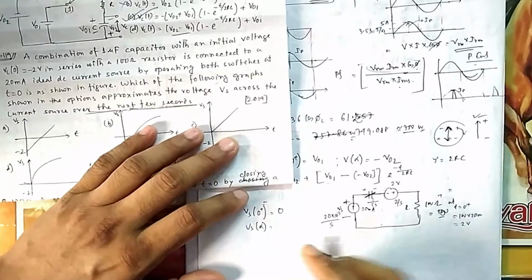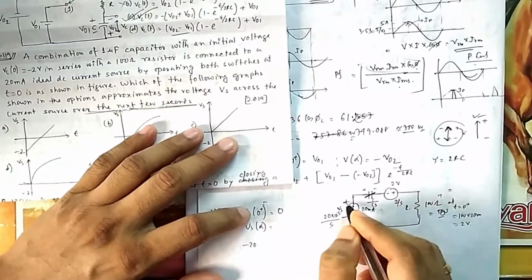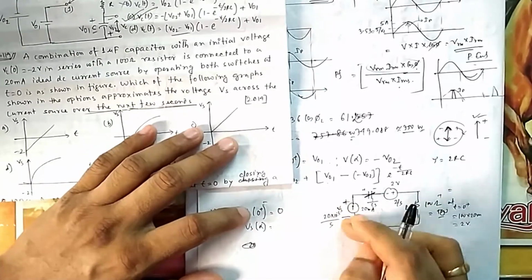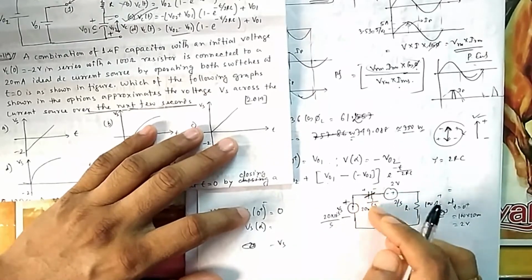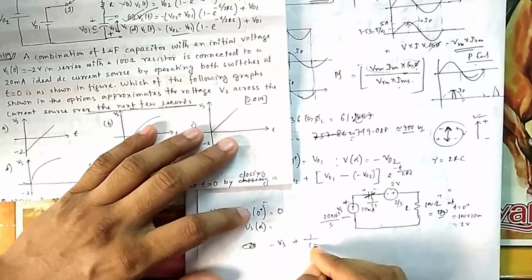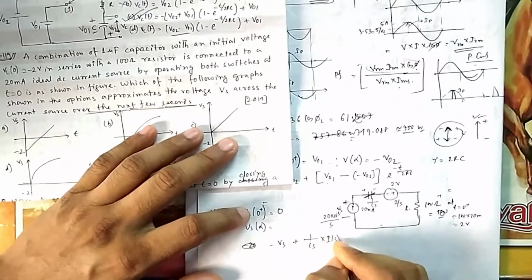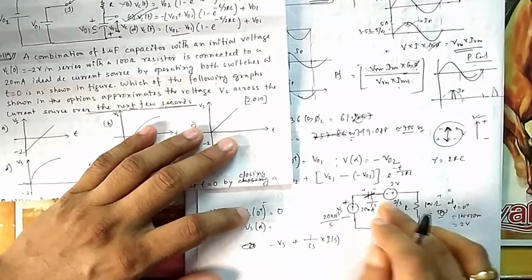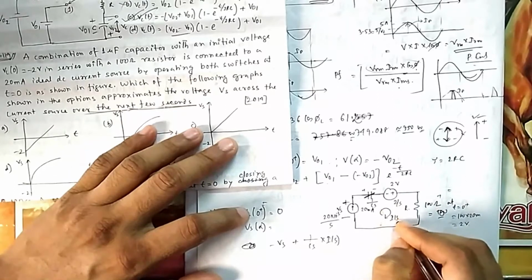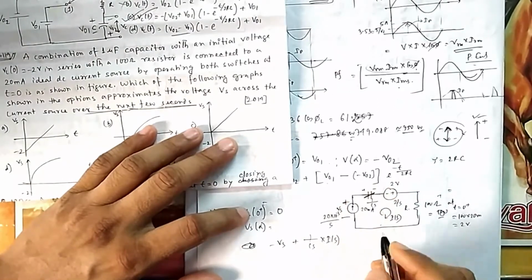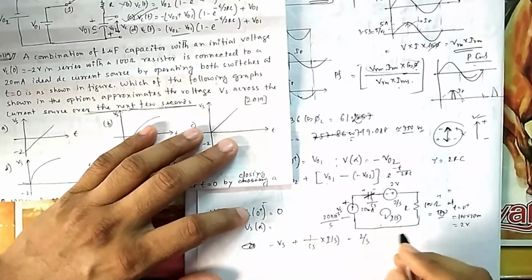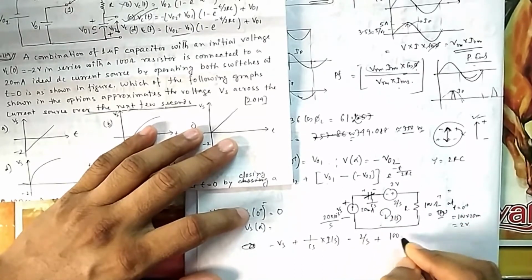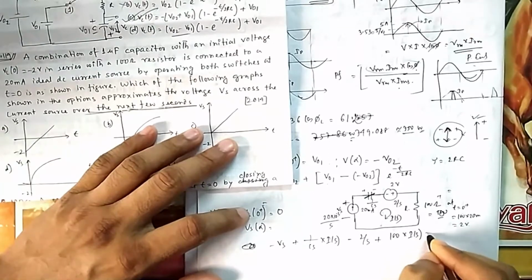If I move in this direction, minus Vs. This voltage is required, minus Vs. Then this one will be 1 by Cs into Is. I am calculating the current, so let me take this current as Is. Then it is again minus, so minus 2 by s, then again plus 100 into Is. That is equal to 0.